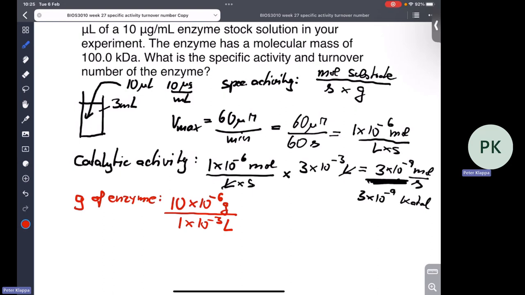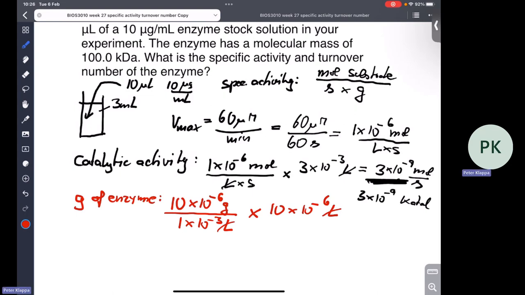Now I know that I use 10 microliter of that. So we multiply by 10 times 10 to the minus 6 liter. These are our 10 microliter that we use. Fantastic, because the liter cancels out. The remaining unit is gram. That is what we wanted. Hey, life is good.